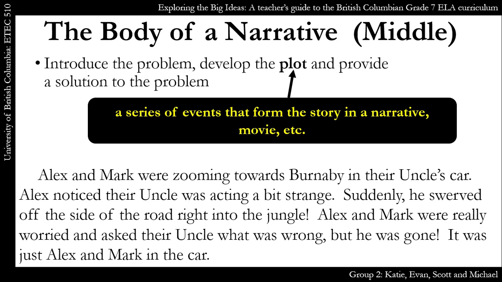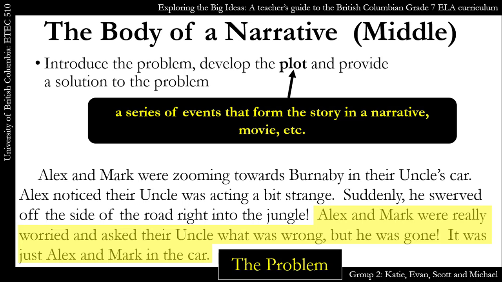Alex and Mark were zooming towards Burnaby in their uncle's car. Alex noticed their uncle was acting a bit strange. Suddenly, he swerved off the side of the road right into the forest. Alex and Mark were really worried and asked their uncle what was wrong, but he was gone. It was just Alex and Mark in the car. So, this is the problem. They swerved off the road, their uncle somehow disappeared, and it was just them in the car.